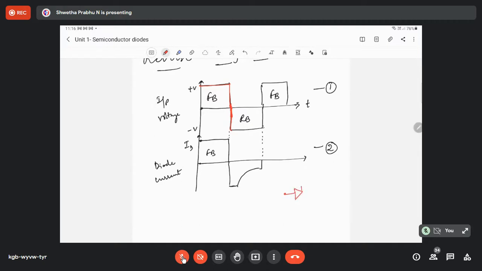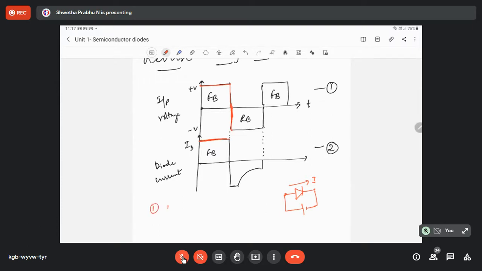Please respond. You have got a diode. What happens when you forward bias the diode? Maximum current flows through the circuit. So that is the reason, for the forward bias case, I have written that current is maximum over here. Okay, fine. Here come the two cases.